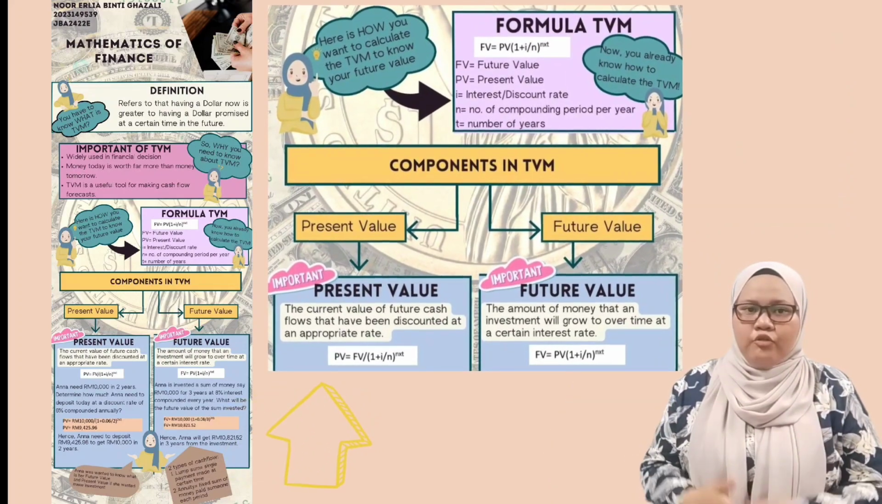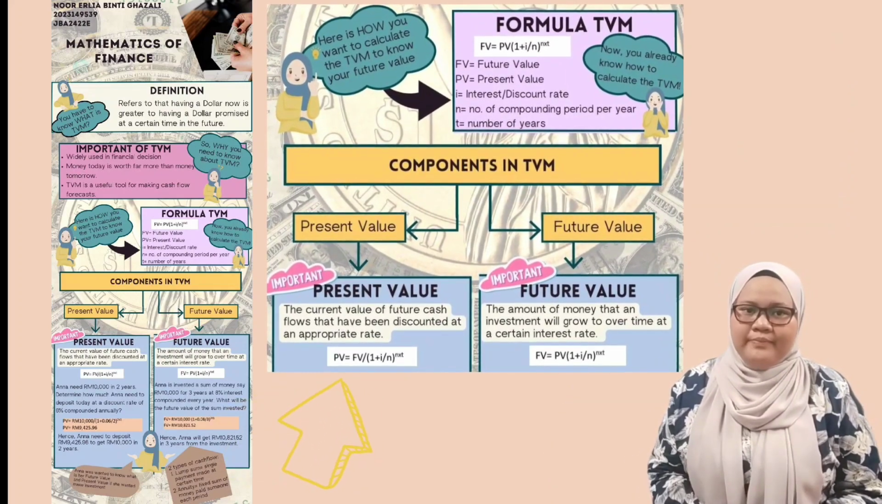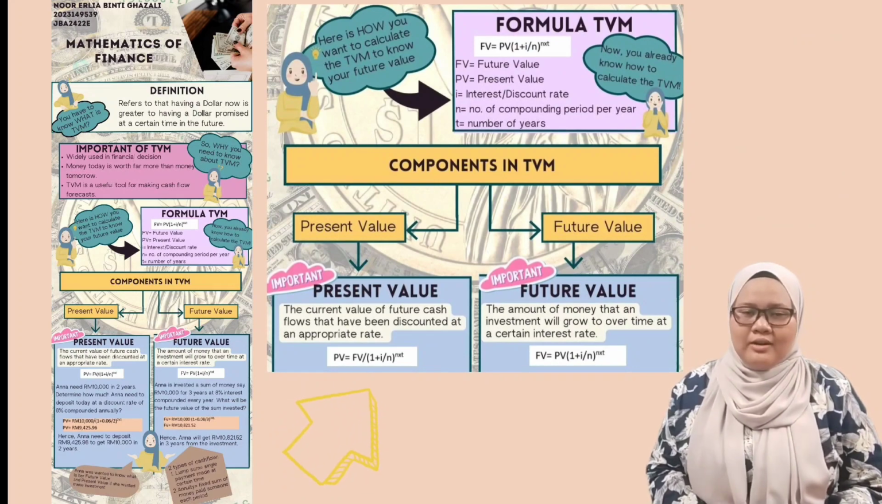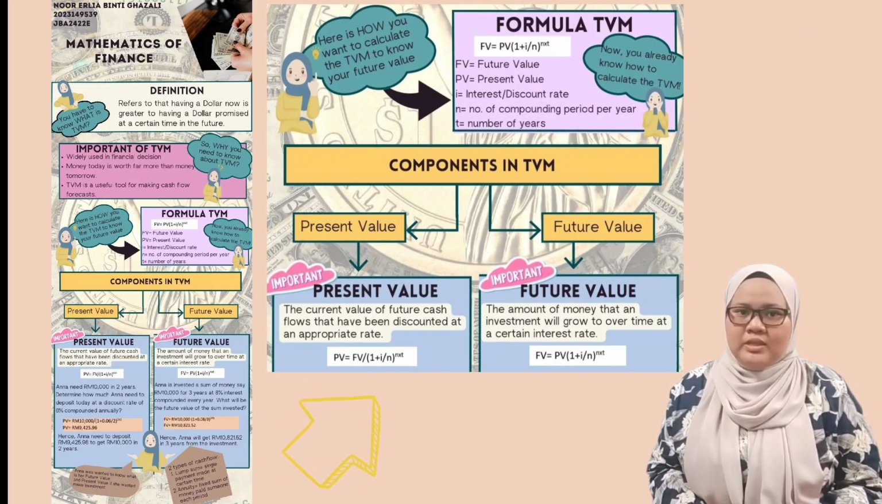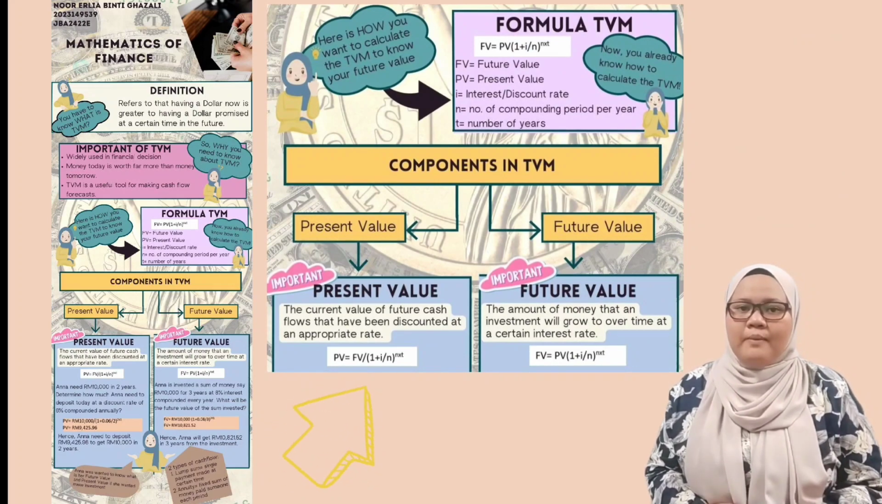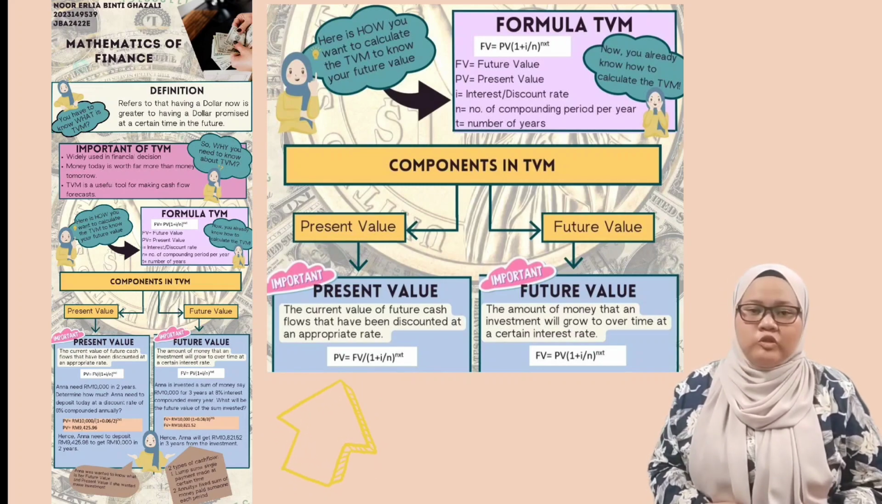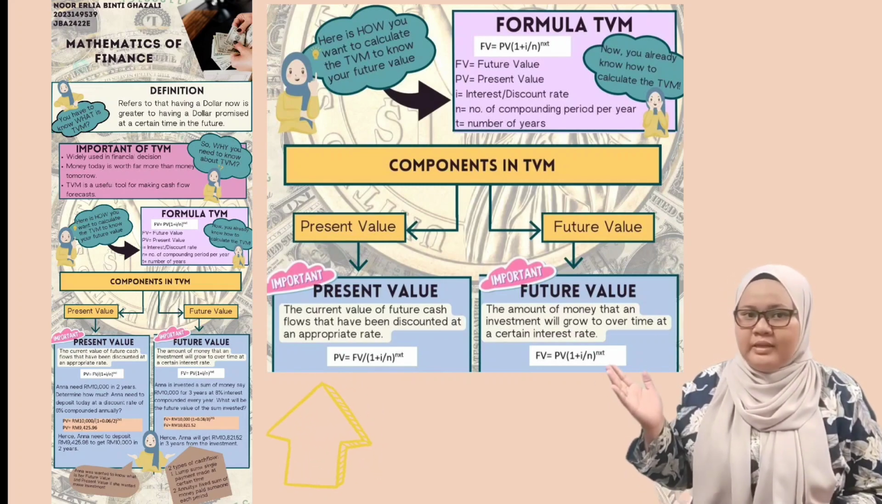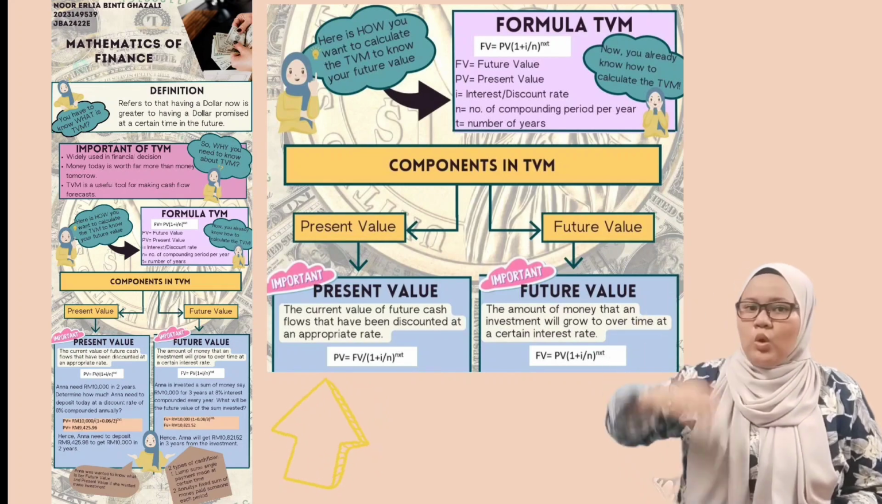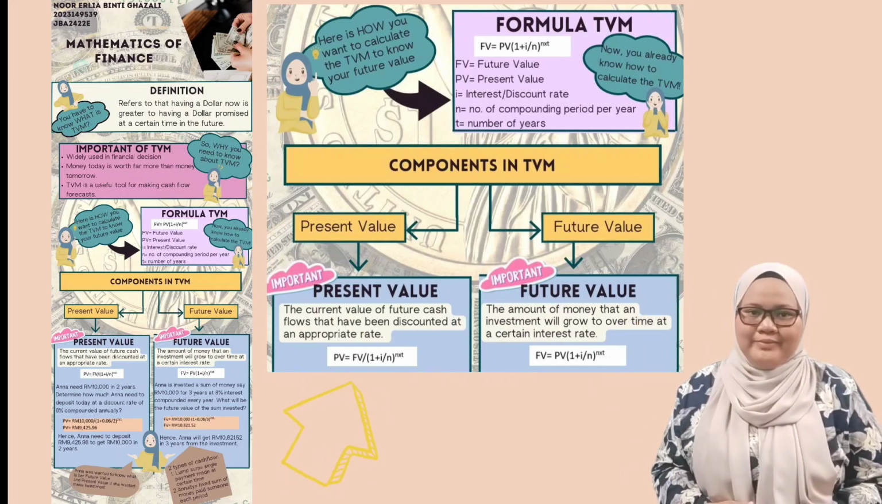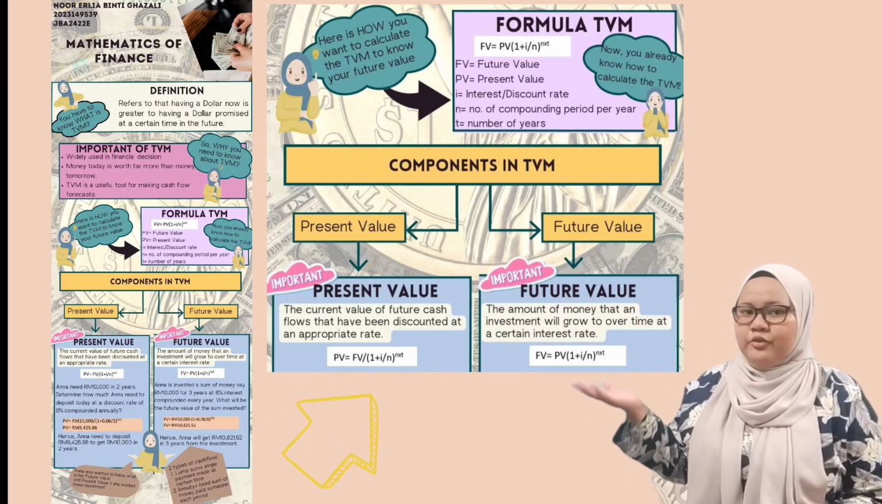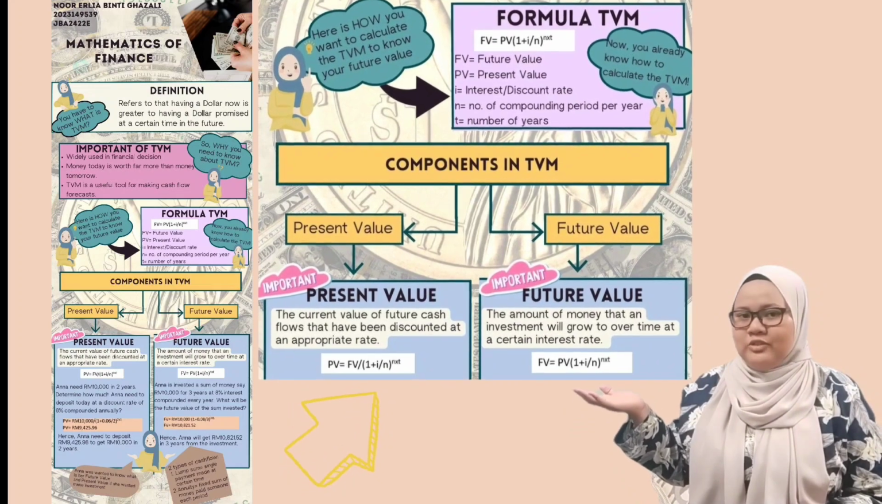Other than that, for the components in time value of money, the present value is the current value of future cash flows that have been discounted at an appropriate rate, while future value is the amount of money that an investment will grow to over time at a certain interest rate. So here are the formulas for present value and future value.